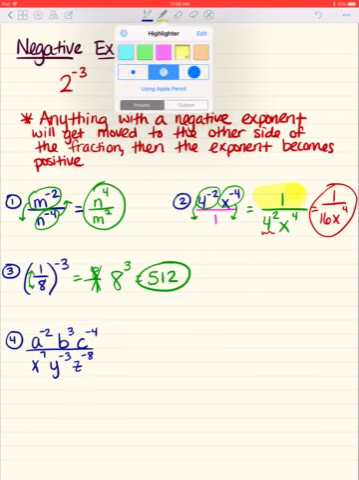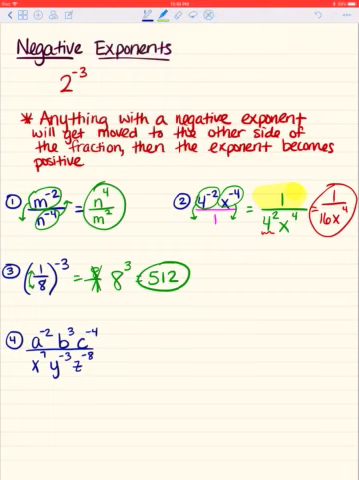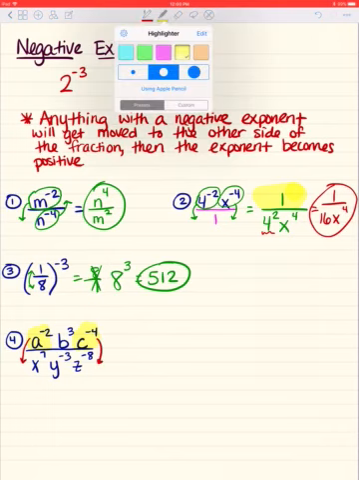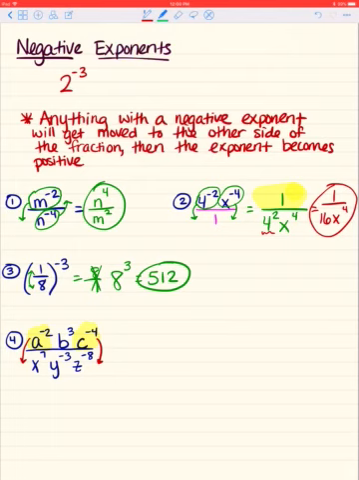So let's see here. Things that need to be moved. The a to the negative 2 needs to get moved, and the c to the negative 4 needs to get moved. Those both need to get moved down to the bottom. And then on the bottom, you're going to have 2 that get moved. The y to the negative 3rd and the z to the negative 8, both of those are going to get moved up to the top.